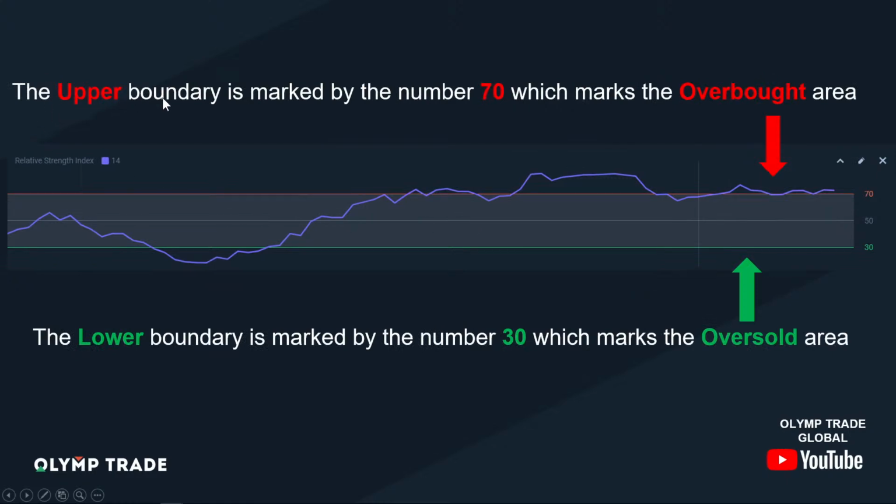So the upper boundary is marked by the number 70, which marks the overbought area. This line right here. Whenever the price is above this area, it means that the price is overbought. Overbought means that the price is too high to attract more buyers. And likewise, the lower boundary is marked by the number 30, this green line right here, which marks the oversold area. The same way, oversold means that the price is too low to attract more sellers.